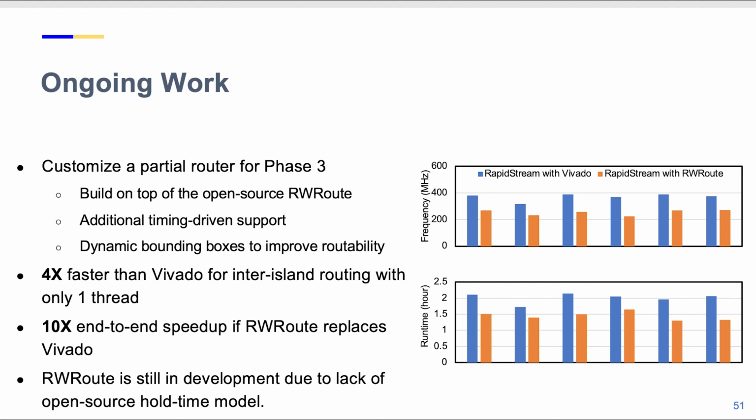Still, even with the long tail issue caused by the Vivado router in phase 3, the whole RapidStream flow still achieves a 5 to 7 times speedup in runtime, and the current result is fully legal with no hold violation.